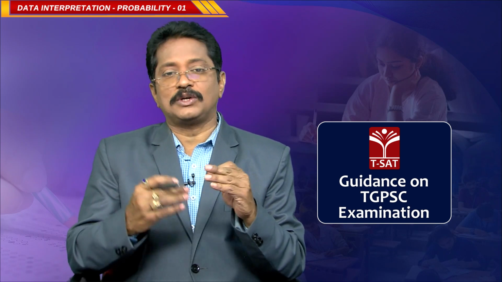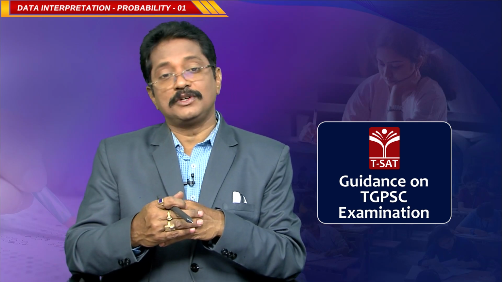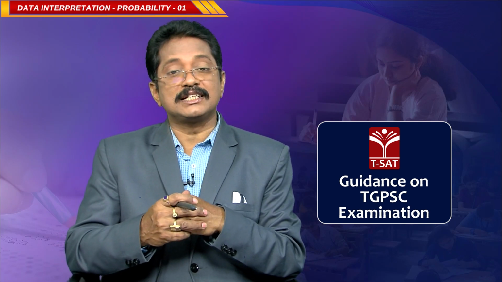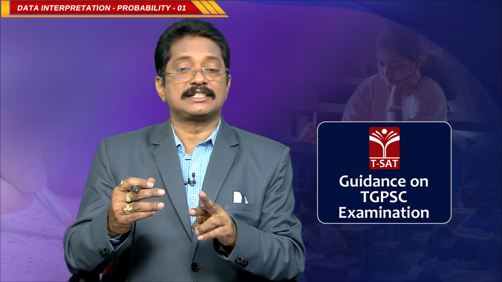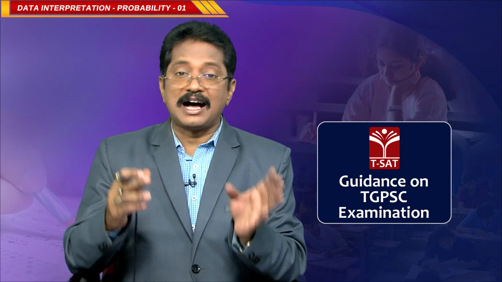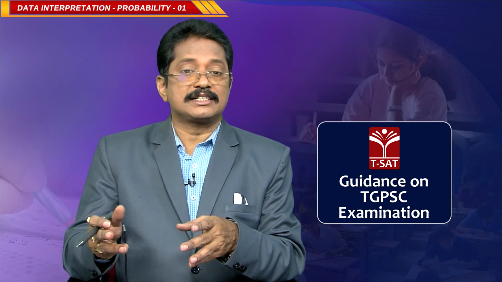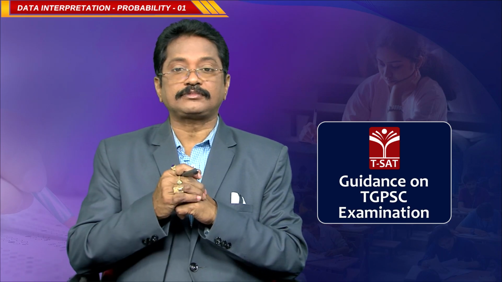Maybe all of you are well aware of all these things, but from the point of view of examination we should be very careful about this information. There are 2 colors, 26 are black and 26 are red. Generally the cards of spades and clubs are black and hearts and diamonds are red. This is the information about playing cards. Clear? Okay. Now we are shifting to the next one.